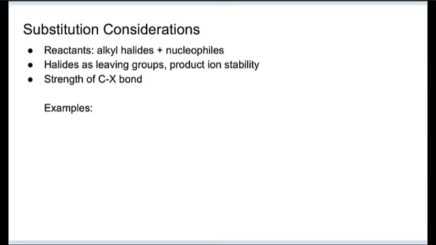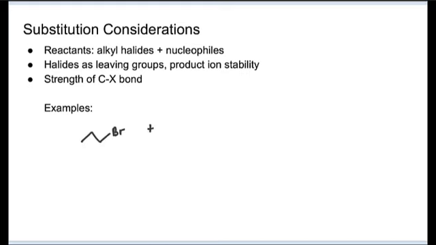The leaving group, as the halide part of the alkyl halide leaves the structure. And so we want to talk about the stability of that leaving group as a product ion. And lastly, what we'll consider is the strength of the CX bond, the carbon to halogen bond or carbon to leaving group bond, and think about what kind of bonds are most likely to break. So some examples of substitution reactions that we're going to come across.